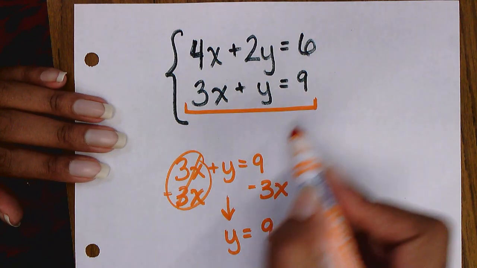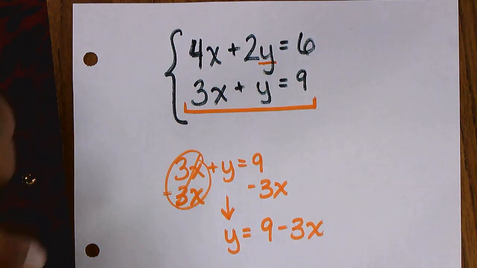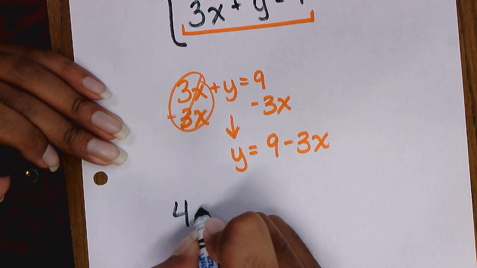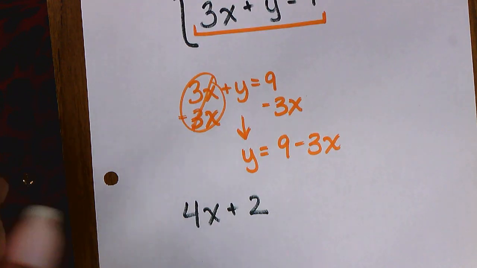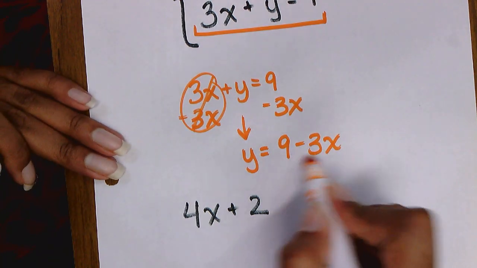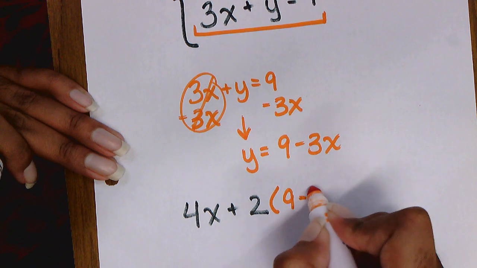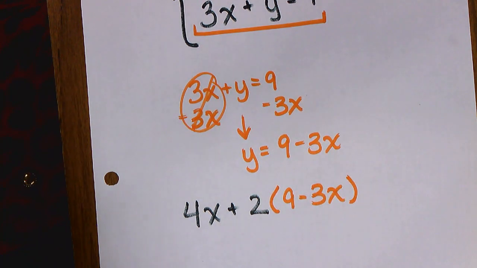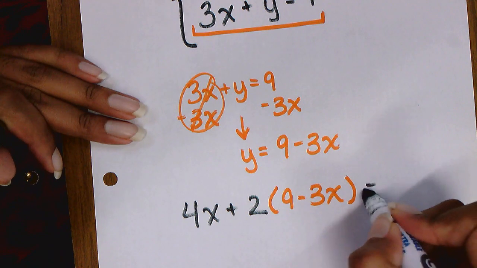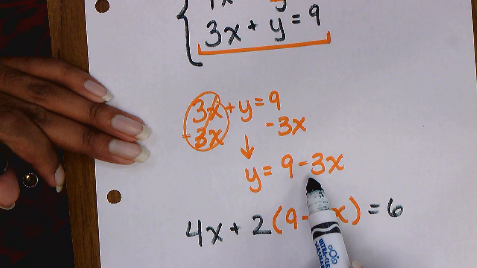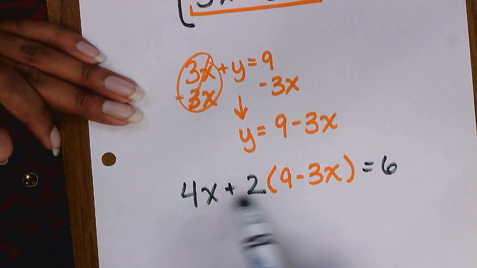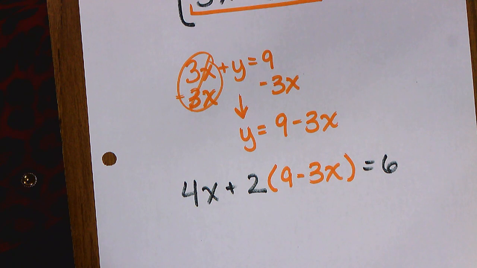So now we have that y is equal to 9 minus 3x, so now we're going to take our value for y and substitute it into our first equation for y. So I'm going to rewrite my first equation, 4x plus 2, and it's 2y, but instead of y, I'm going to put what y equals in parentheses. And that is equal to 6. Right? So we rewrote our first equation, but instead of y, we wrote 9 minus 3x.